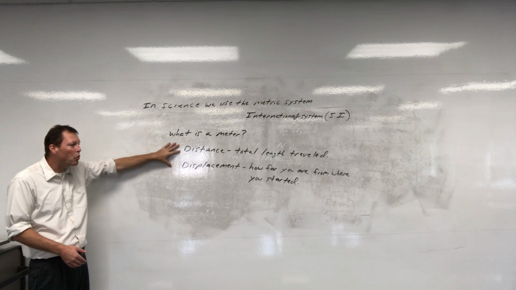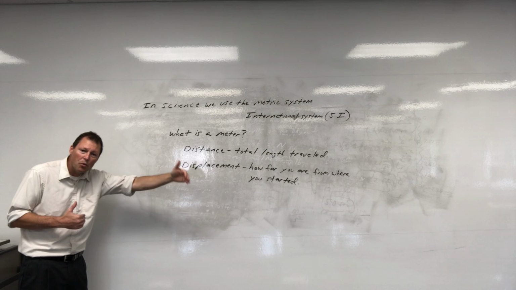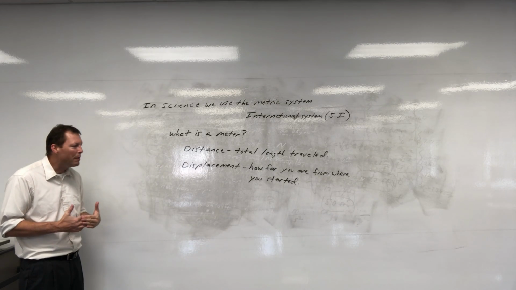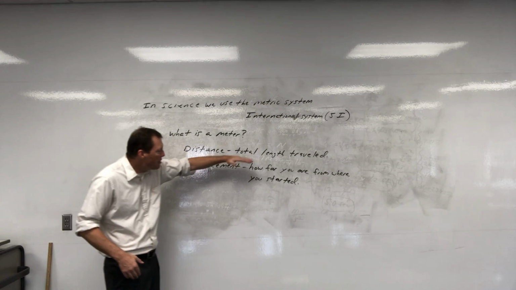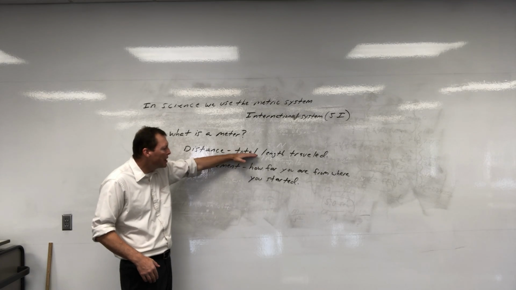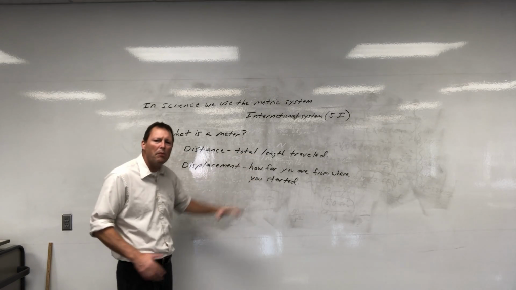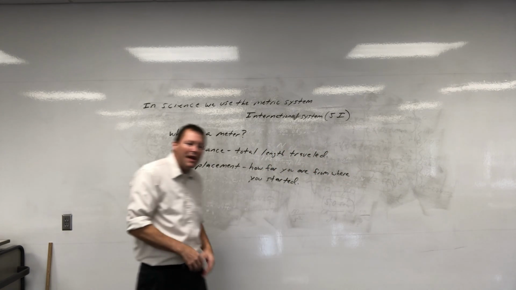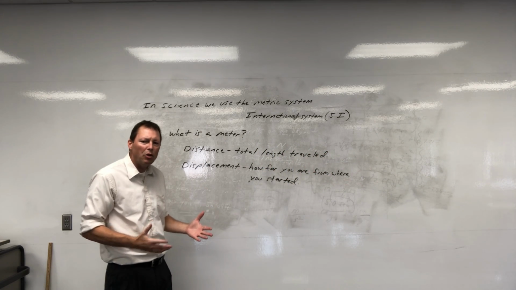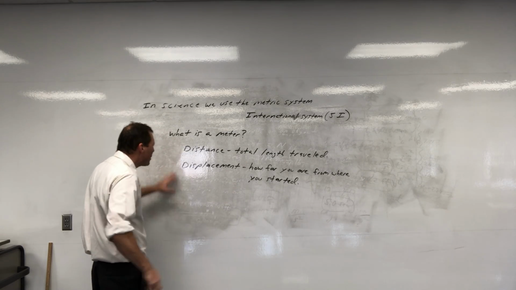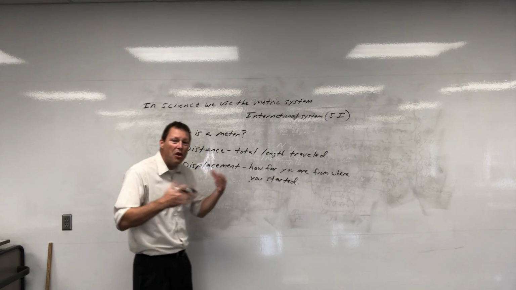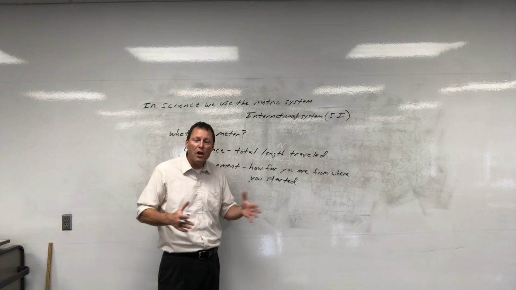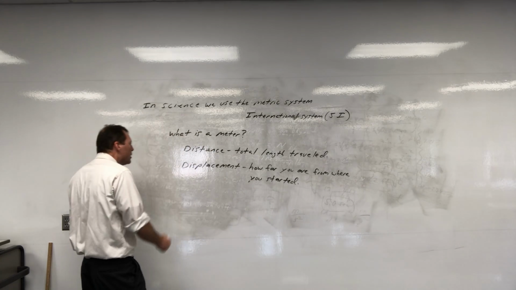Distance is total length traveled. I traveled 3 meters in one direction, 3 meters back. So their definitions are a little bit different. Sometimes the numbers work out to be the same if you're just going in the same direction, and sometimes the numbers work out to be a little bit different because they mean different things, but sometimes, again, depending on the situation, the numbers work out to be the same, right?